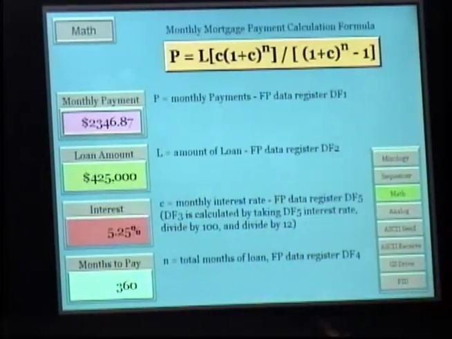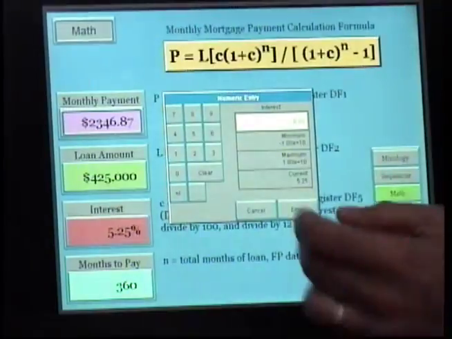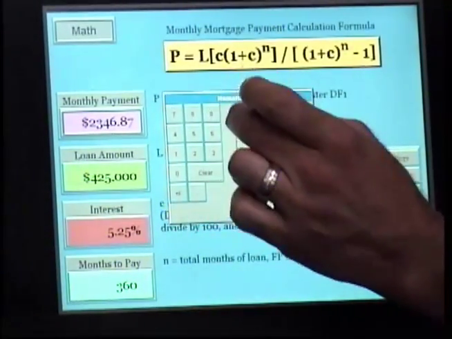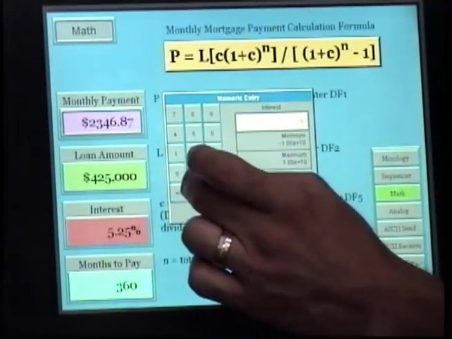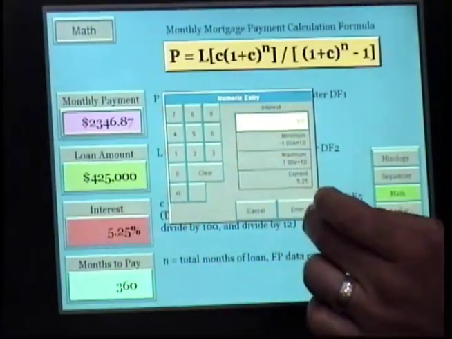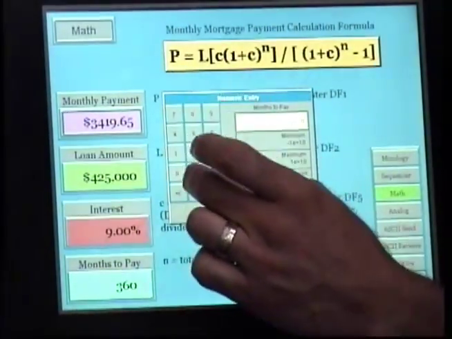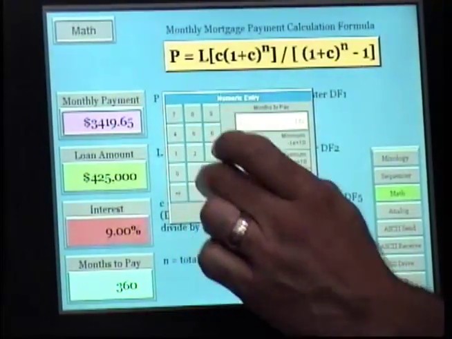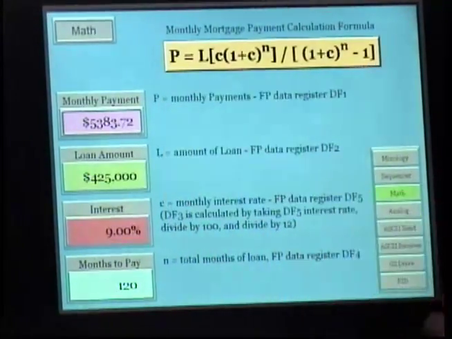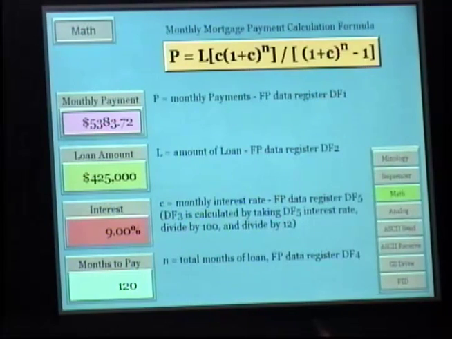Enter. Interest rate. I don't know what a helicopter interest rate is. Let's just say 9%. And how long are you going to take to pay it off in months? 10 years? You might want to go to 120 months for a 10-year loan. Okay, 120. Enter. There we go. A little over $5,000 a month.